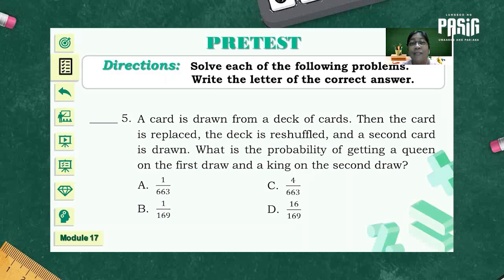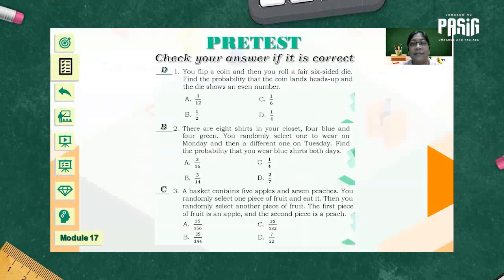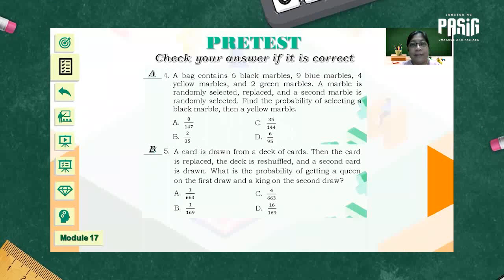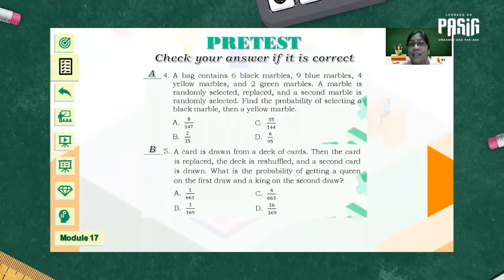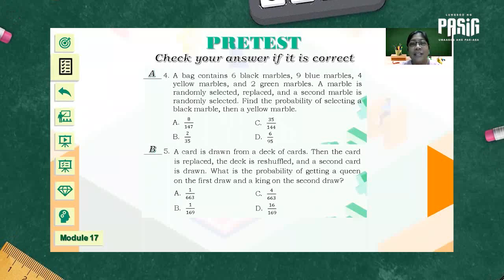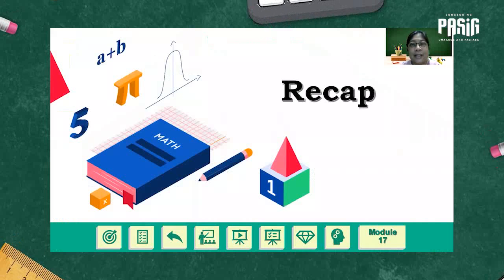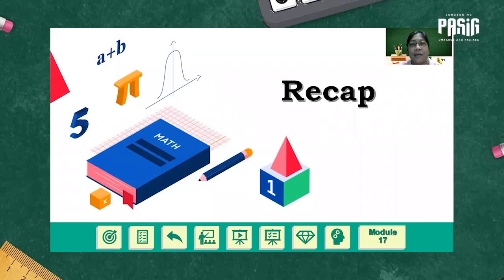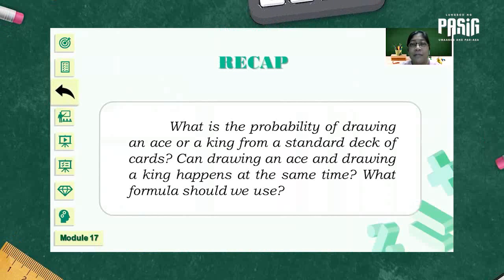Now let's check if your answer is correct. For numbers 1, 2, and 3, numbers 4 and 5. Did you get a perfect score? If not, it's okay, but you have to listen to the discussion of the probability of independent and dependent events. Let's have a recap first. A recall on what you have learned last time by answering this problem.